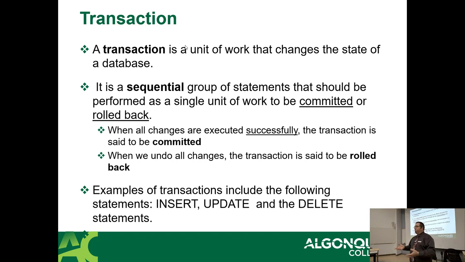So that is called a sequential group of statements. In other words, for a simple job like transferring money from account A to account B, there are certain steps that have to occur. They have to occur, they have to succeed, and they cannot fail. Otherwise, the transaction is considered invalid and everything has to go back to the way it was before everything started. So if everything succeeds properly, the transaction is said to be committed. If the changes are undone, it's said to be rolled back.